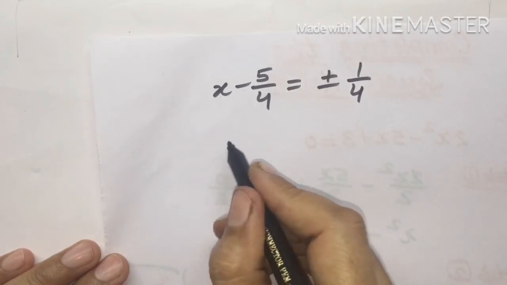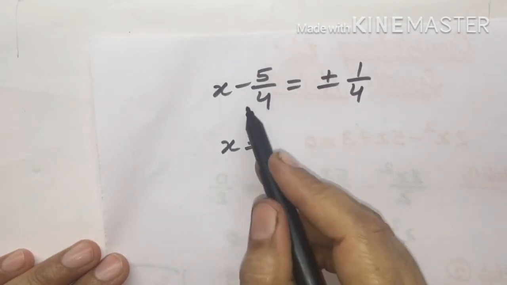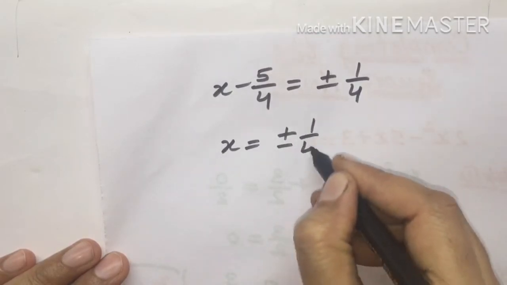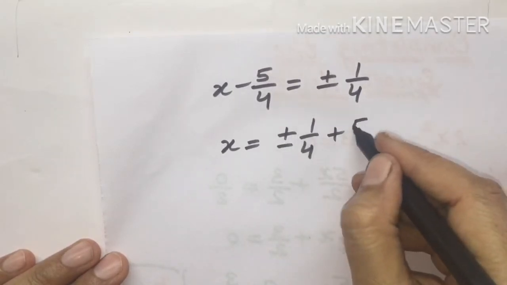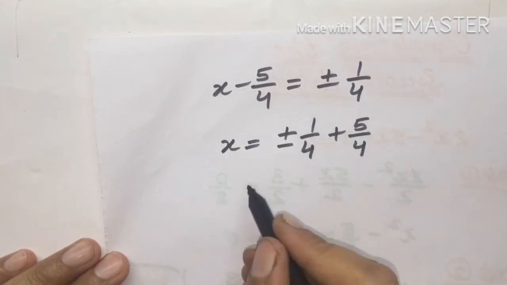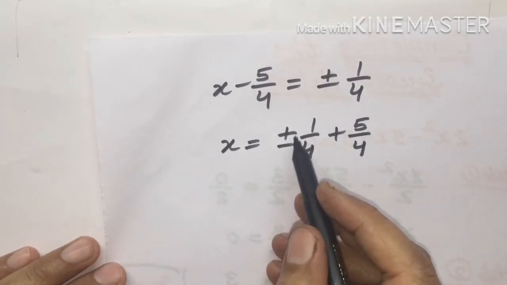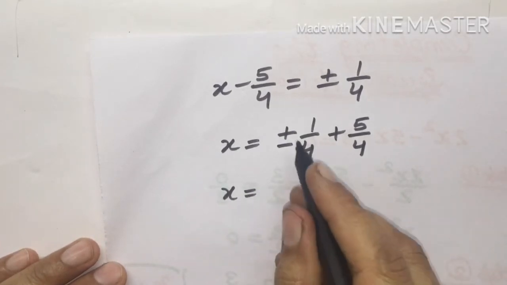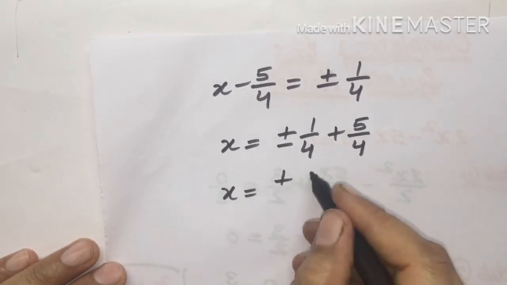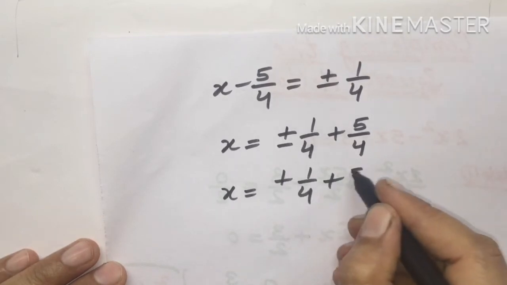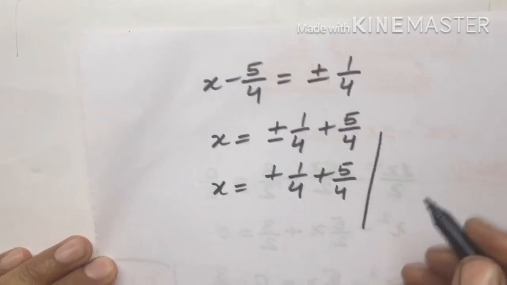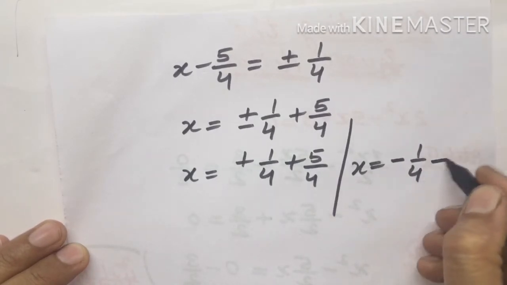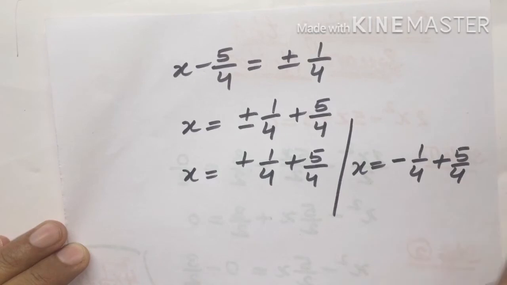Now we have to find the value of x. So x is equal to, this minus 5 upon 4 will go to the right side, where plus minus 1 upon 4 is already there, and it becomes plus 5 upon 4. So two values will come, one with plus and one with minus. First, x is equal to plus 1 upon 4 plus 5 upon 4. And second, x is equal to minus 1 upon 4 plus 5 upon 4.